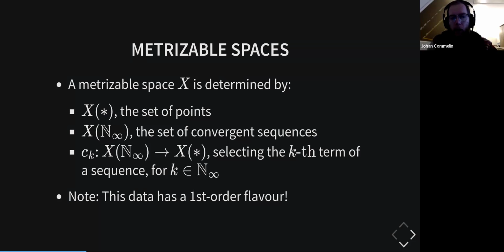And this is much more a first order flavor kind of data, because we're just talking about a set of points and not about a set of subsets of those points. And we just have another set which plays the role of the set of convergent sequences. And then we have this other data of selecting terms from those sequences. So that's hinting at a way how we can get a more first order kind of approach to at least metrizable spaces.